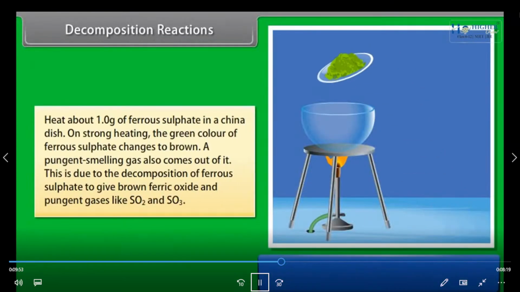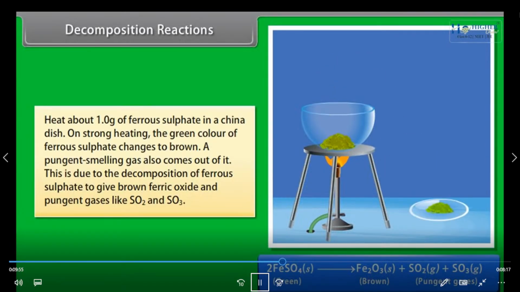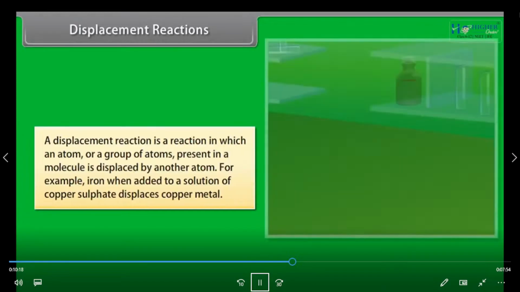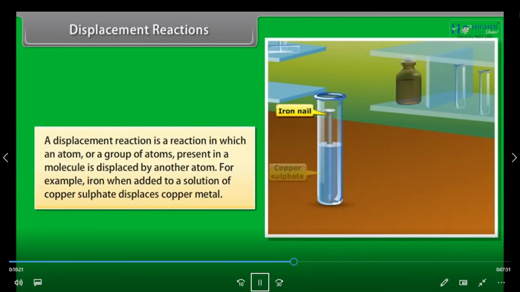Heat about 1.0 gram of ferrous sulfate in a china dish. On strong heating, the green color of ferrous sulfate changes to brown. A pungent smelling gas also comes out of it. This is due to the decomposition of ferrous sulfate to give brown ferric oxide and pungent gases like SO2 and SO3. Displacement reactions. A displacement reaction is a reaction in which an atom or a group of atoms present in a molecule is displaced by another atom.